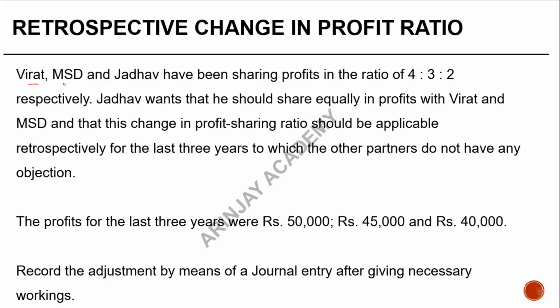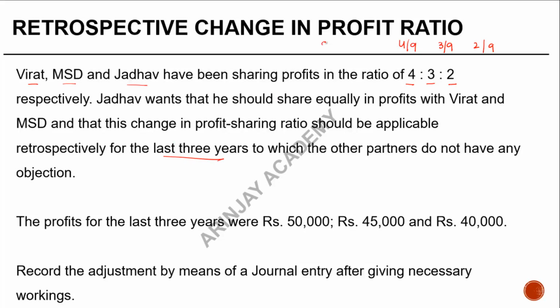So Virat, MSD and Jadhav have been sharing profits in the ratio of 4:3:2. So 4 plus 3, 7 plus 2, 9. In other words, 4/9, 3/9 and 2/9 respectively. Jadhav wants that he should share equally in profits with Virat and MSD, and that his change in profit sharing ratio should be applicable retrospectively for the last 3 years, to which the other partners do not have any objection.